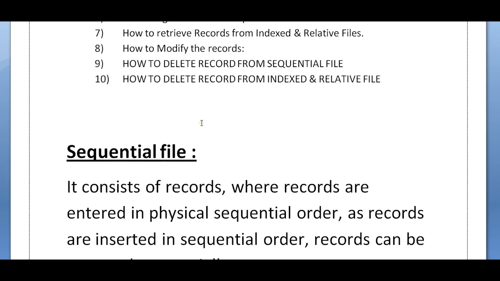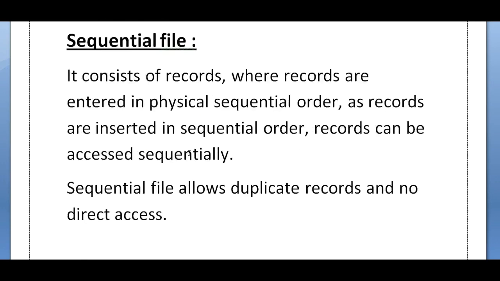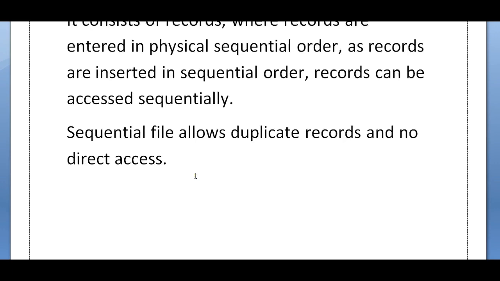So let's go ahead and start with the sequential files. As we all know, a sequential file is one where records are entered sequentially. It consists of records entered in physical sequential order. As records are inserted in physical sequential order, records can be accessed sequentially. A sequential file allows duplicate records and no direct access. It means you can write duplicate records in a sequential file.